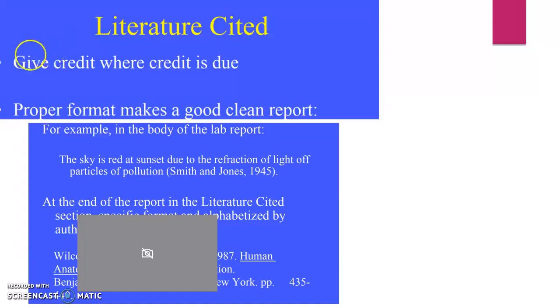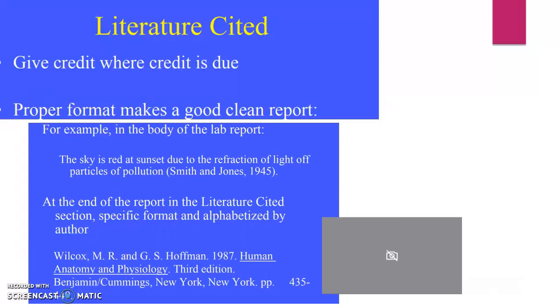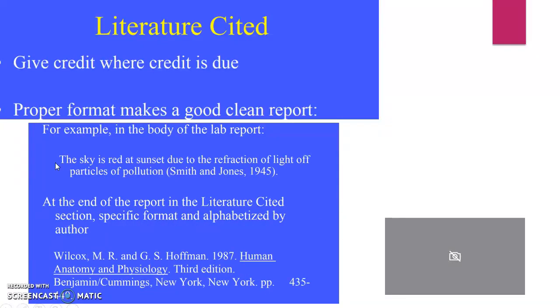So give credit where credit is due. Let's not plagiarize. Proper format makes a good, clean report. For example, in the body of the lab report: the sky is red at sunset due to the refraction of light off particles of pollution. And then, look there, you have a source cited within your report itself. Then at the end of the report, you have your bibliography or your literature cited page, specifically formatted and alphabetized by author, and it would look like this. Okay, so give credit where credit is due.